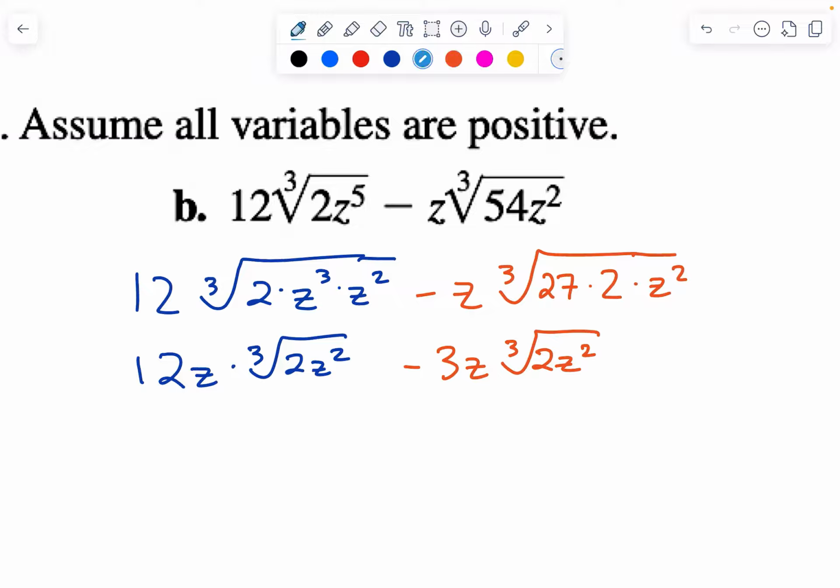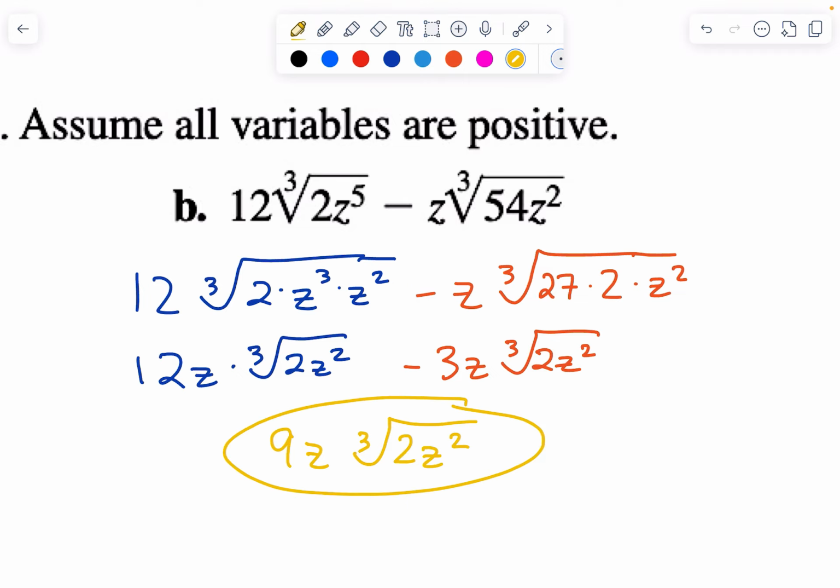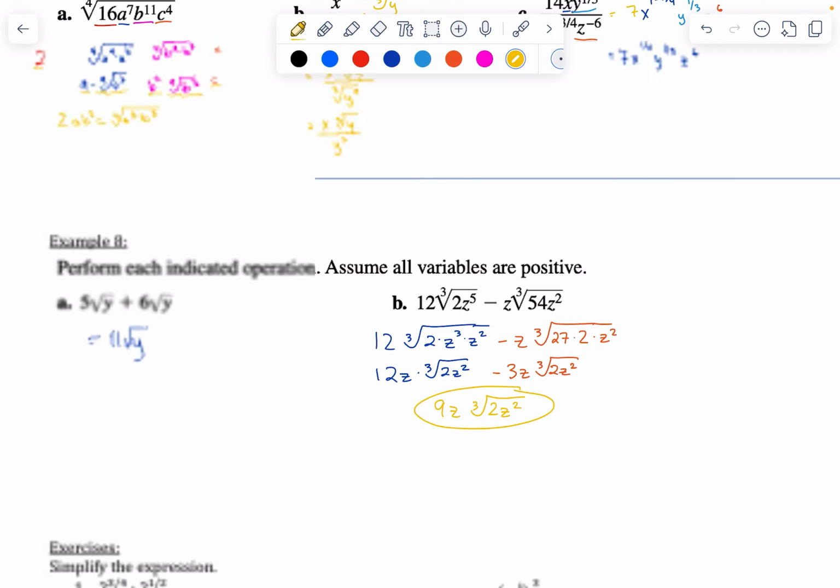Okay, now this is a unique problem because in order to combine these two terms, not only do I need the roots, the numbers under the radical to be the same, but these also have to be like terms in order for me to combine them, which they are. So now I can combine like terms, and I'm just going to get 9z times the cube root of 2z squared. And that's my final answer. And that's the end of the lesson.